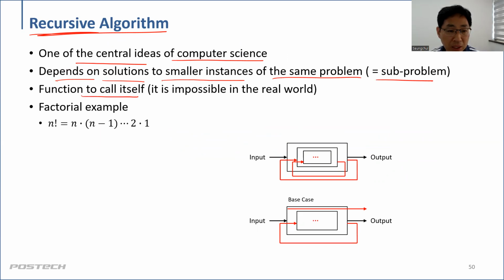Functions calling themselves is impossible in the real world. Up to this point, I guess you have no idea what I'm talking about. One of the famous examples of recursion is factorial. So how do you find 6 factorial?